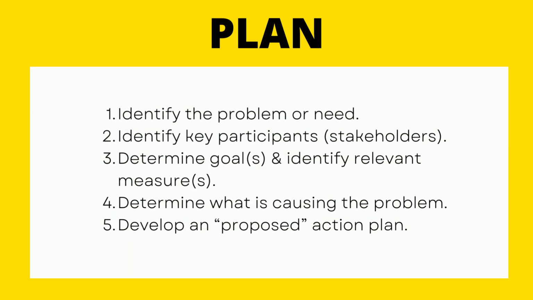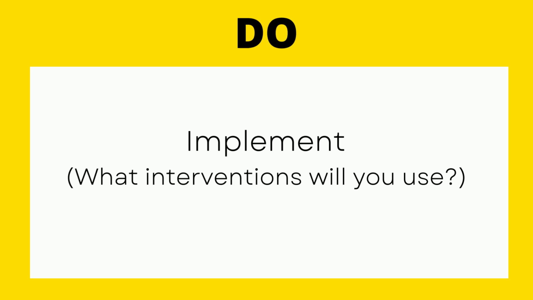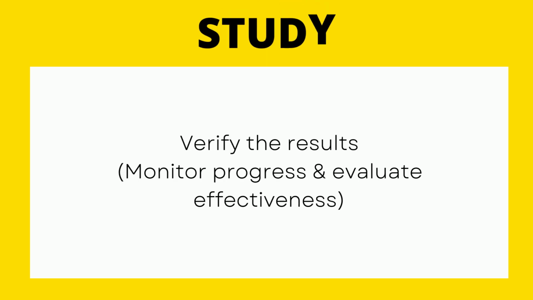Now, in the planning phase, you want to identify the problem or the need, identify the key participants, and determine a goal, not just any goal, but a SMART goal. You want to determine what is causing the problem, and then you want to develop an action plan. After you determine your action plan, you're simply going to put these things into practice and start implementing them.